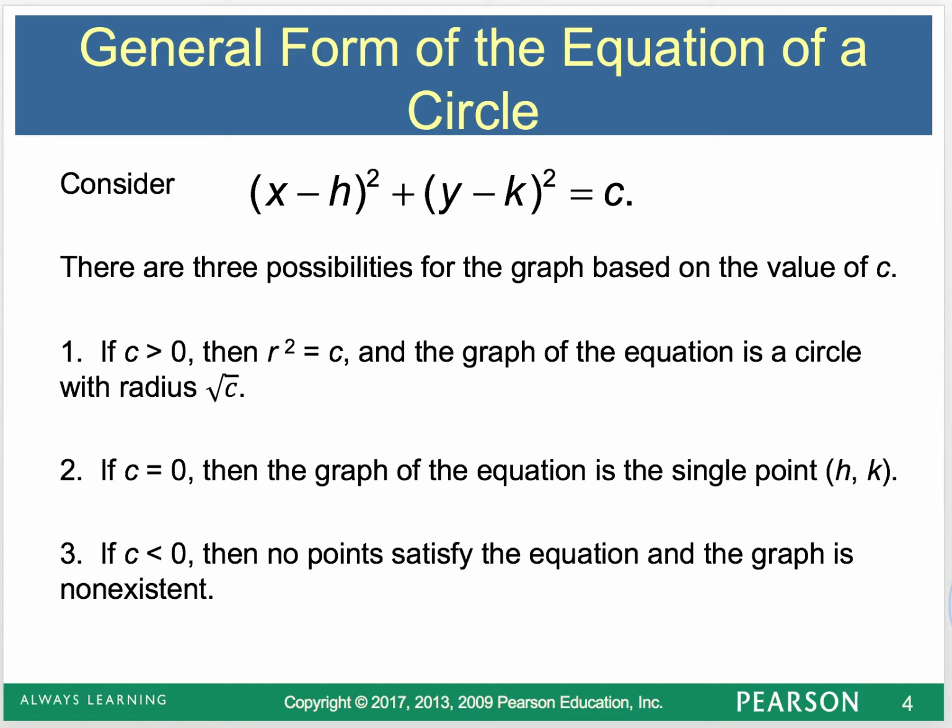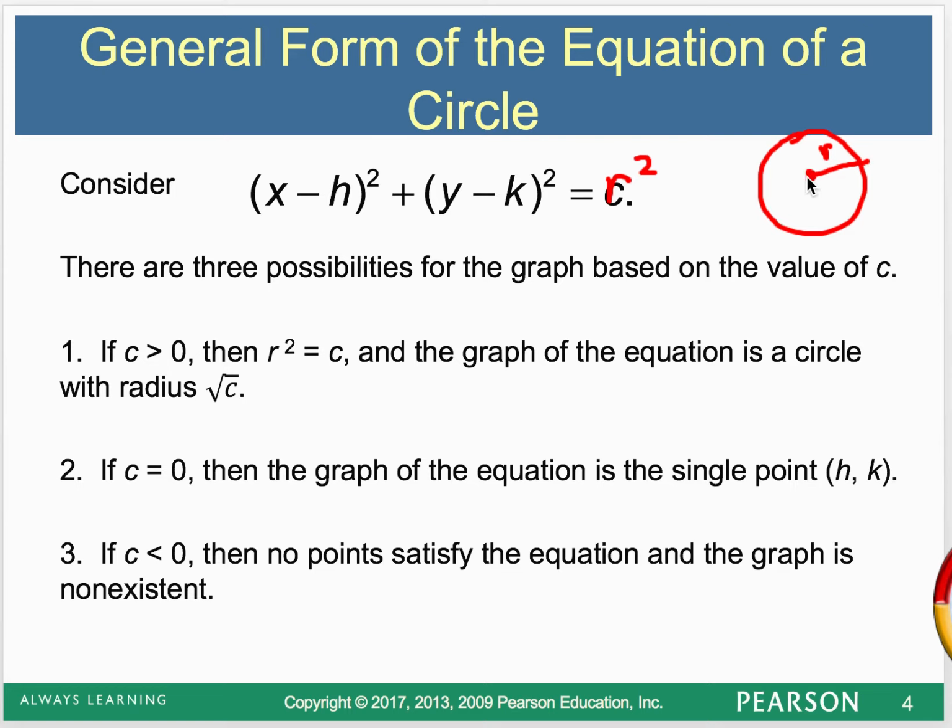So let's look at our general form. I'm not sure why they put a C there instead of just R squared when it says if R squared equals C. So whatever. But think about this. C represents the radius, basically, right? So if C is a number greater than 0, then we're going to have a circle that has that radius, whatever it is. But what if C actually equals 0?